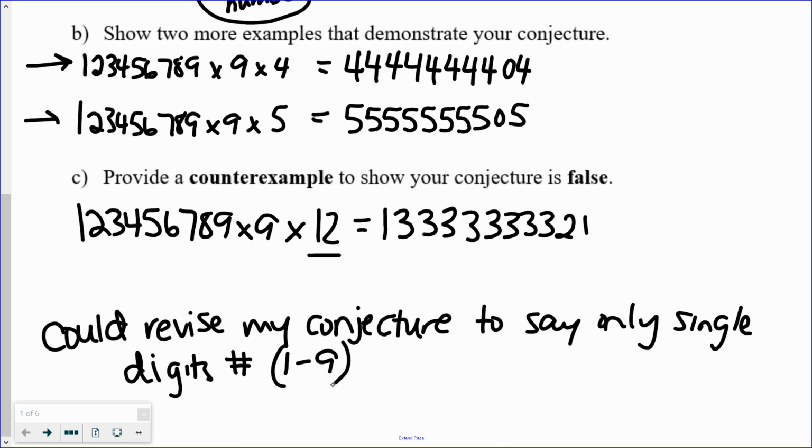So just the way I originally wrote the conjecture, sometimes we'll have something called a counterexample. We defined that before: it's an example that shows that a conjecture is not actually true, because it's not true in all cases.